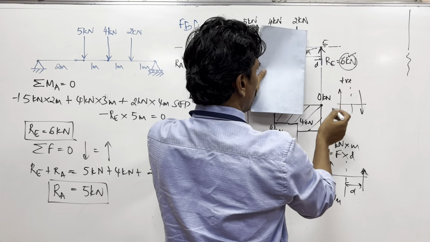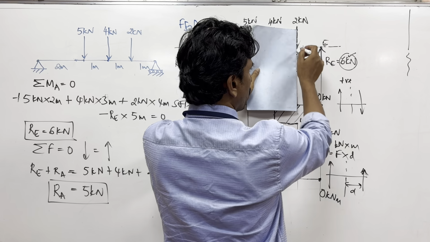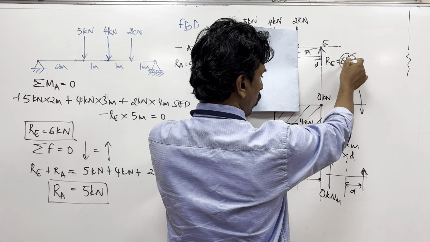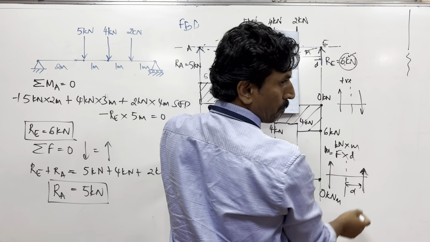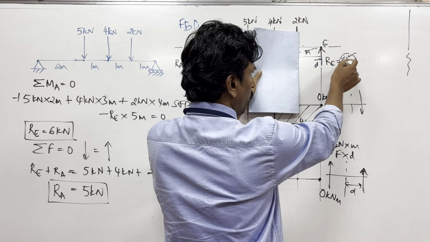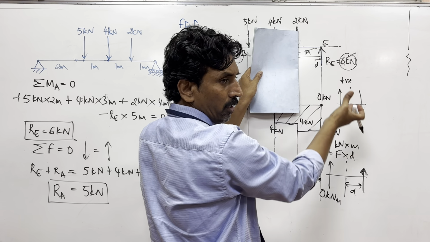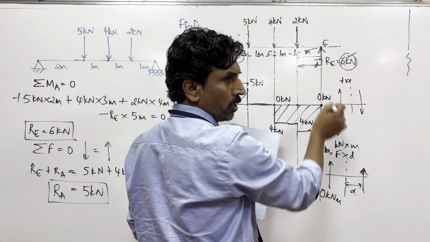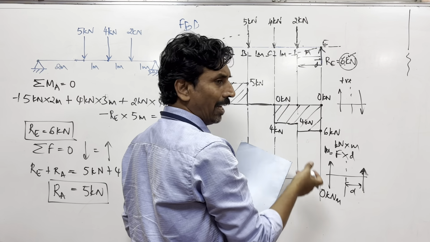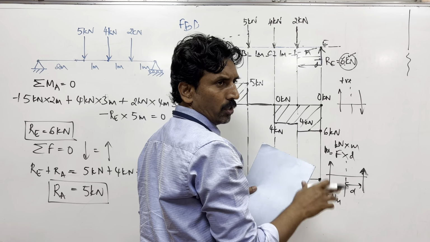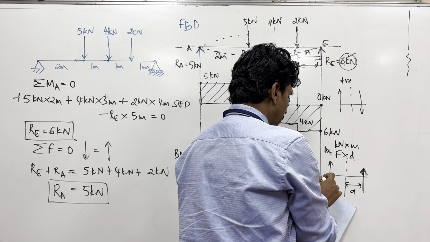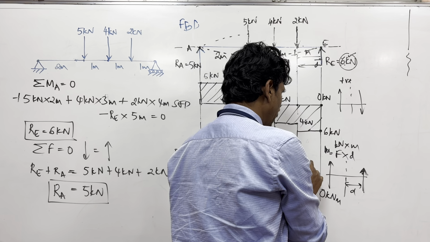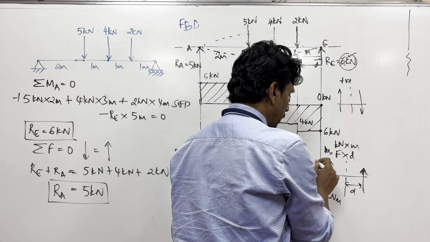This is 1 meter. Suppose I am here, you can say that the force is 6 kilonewton. Now as per the convention, it is positive. 6 kilonewton positive multiplied by 1 becomes 6 kilonewton meter. And it is linear because it is varying with respect to distance. More the distance, more the value. It is depending on just one parameter, so it is linear. It goes from 0 to 6 here. So I draw a line and mark it as 6 kilonewton meter.